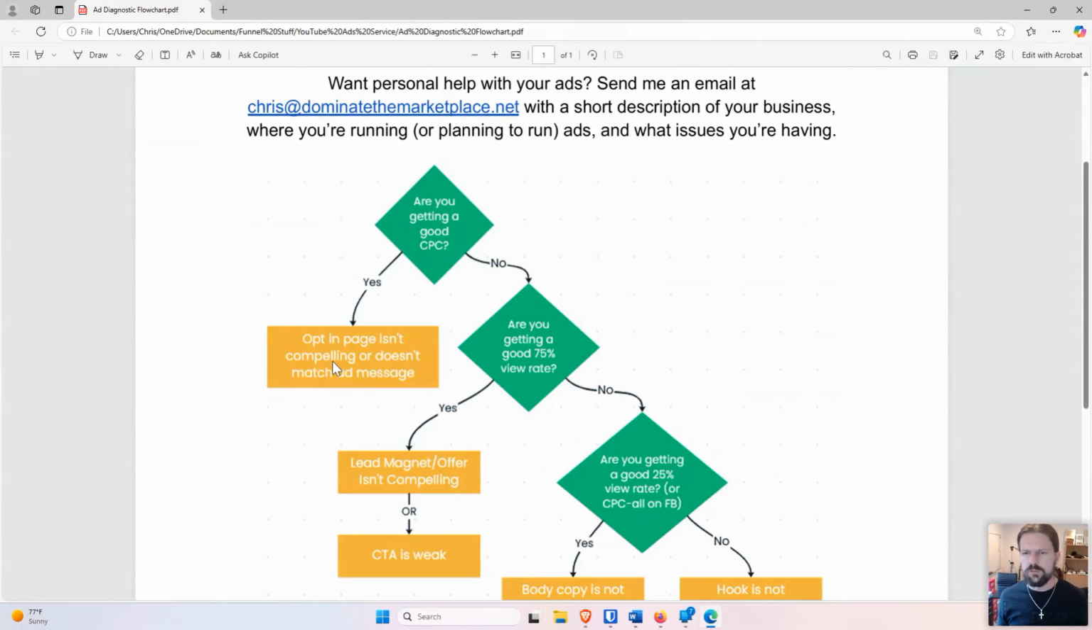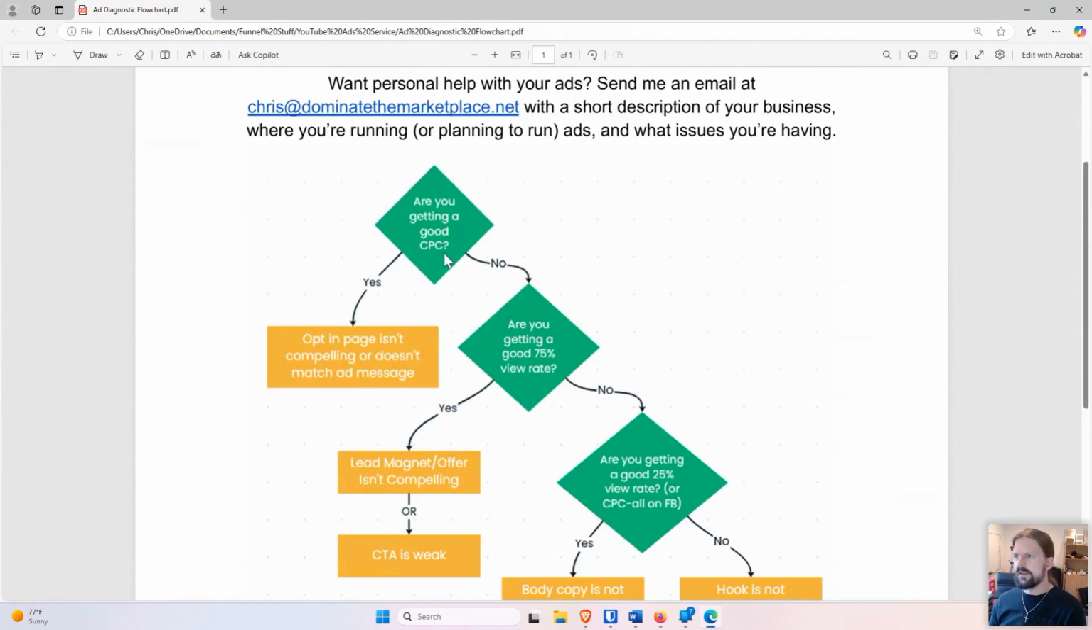So you want to look for something on your opt-in page if this is the case, right? People are clicking the ad. It suggests that the ad is probably working, but the step from the ad to the opt-in page is not doing its job. So look at the opt-in page.